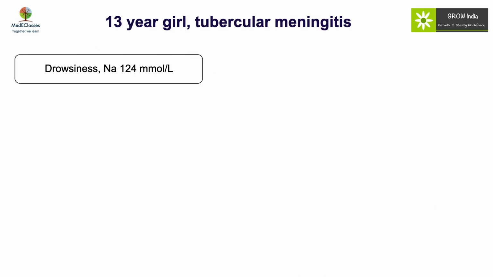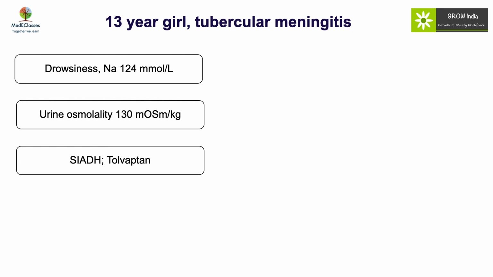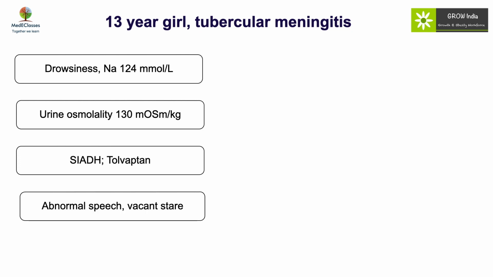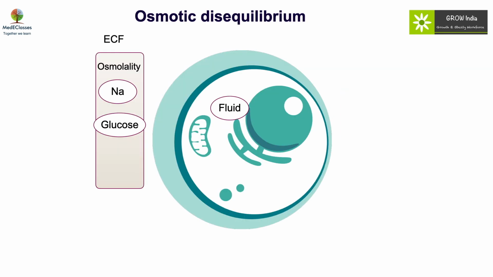So we have a 13-year-old girl with tubercular meningitis with drowsiness and hyponatremia. Urinary osmolality is 130. She was advised tolvaptan by the treating physician, and around 12 to 14 hours later presented with abnormal speech and vacant stare. So what happened here is that there was a very rapid rise in the sodium level, and that caused what is known as osmotic disequilibrium.